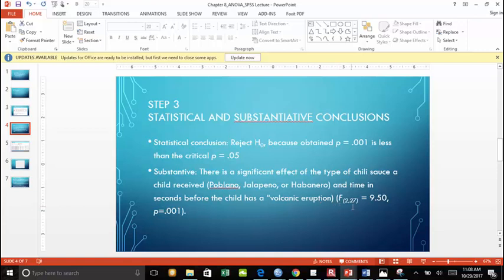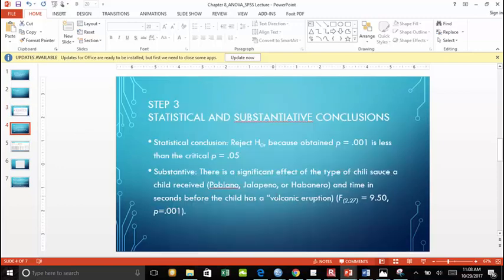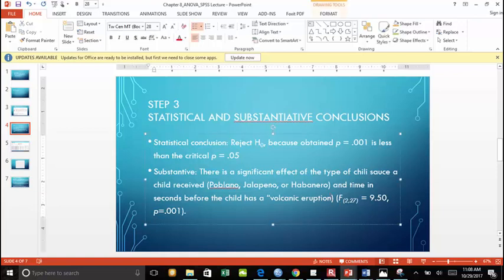F with 2 and 27 degrees of freedom is 9.50. That's coming right here. 2 and 27 degrees of freedom is 9.50. P is equal to 0.001. And this extra little parenthesis, that should not be there.